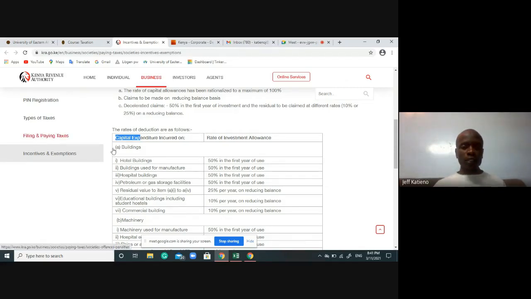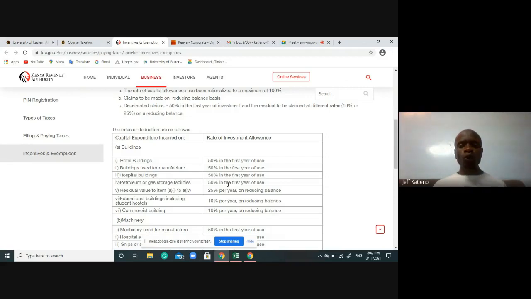Now, as you can see, we have hotel buildings. The rate is given, 50% in the first year of use. Buildings used for manufacture, the rate is given straight away. Hospital buildings, 50% in the first year. Petroleum or gas storage facilities. For those who are in the petroleum industry, if you invest in a storage facility, 50% of the cost is chargeable against your income, and that is a big incentive. You will be reducing your tax liability hugely.